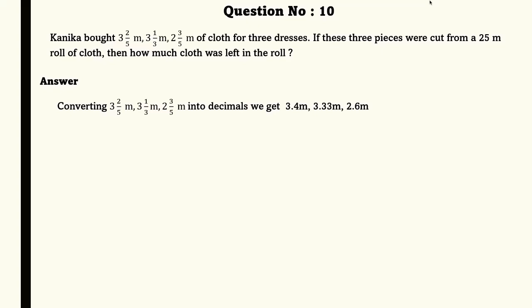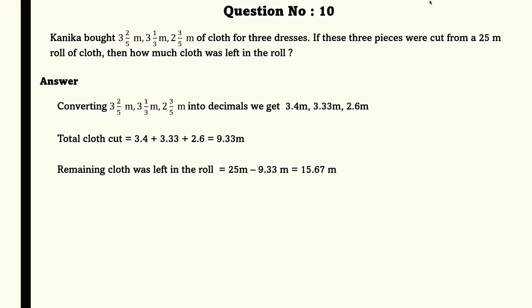So converting all these into decimals, we'll get 3.4 meter, 3.33 meter and 2.6 meter respectively. So total cloth cut is equal to, adding these decimals, which is equal to 9.33 meter, subtracting it from 25 meter. We'll get 15.67 if we do that. So the remaining cloth is 15.67 meter.